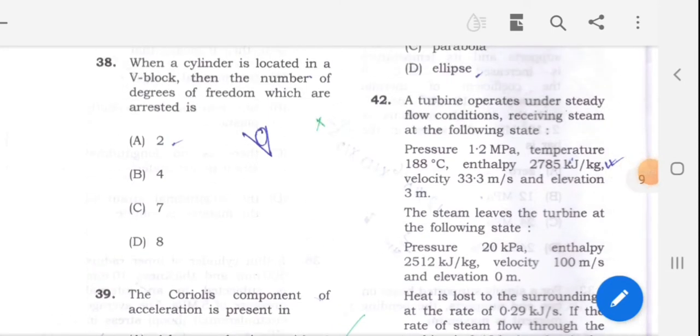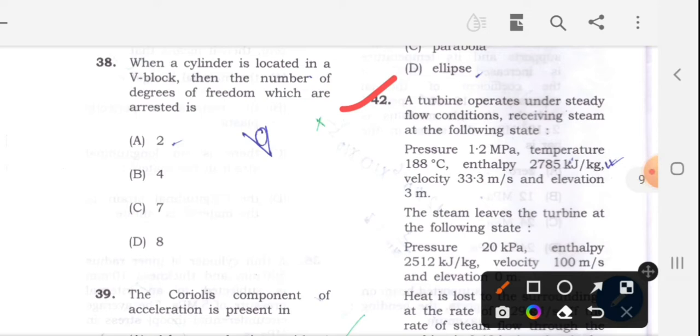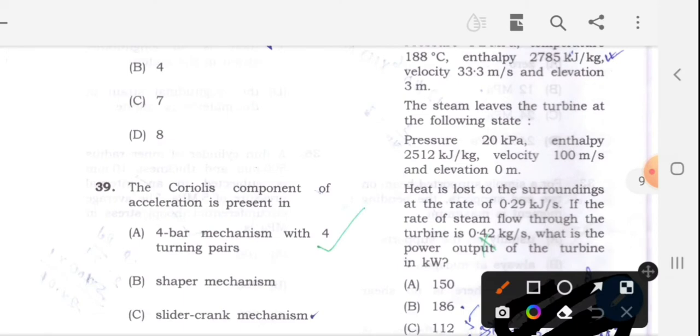So the next question is 42. A turbine operates under steady flow conditions, receiving steam at the following state. Those are the inlet conditions: pressure P1 equals 1.2 megapascal, temperature T1 is 188 degrees Celsius, enthalpy H1 is 2785 kilojoule per kg, velocity V1 equals 33.3 meter per second, and elevation Z1 equals 3 meter. And for exit, the steam leaves the turbine. Those are all exit conditions.